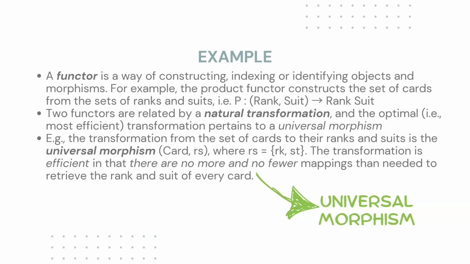Now we can add a layer, so to say, taking into consideration functors, which are a way of indexing objects and morphisms. So, for example, we can have the product functor that constructs the set of cards from the set of ranks and suits. So as we did before, we start with the rank, we start with the suit, and we obtain the set of the entire deck.